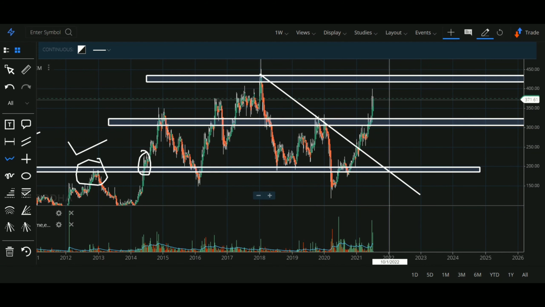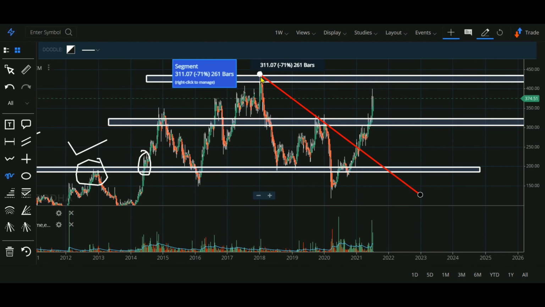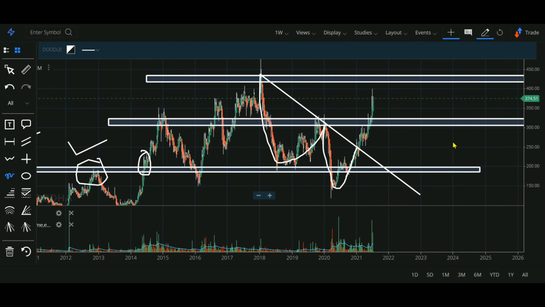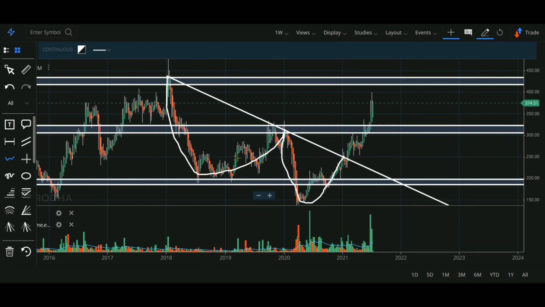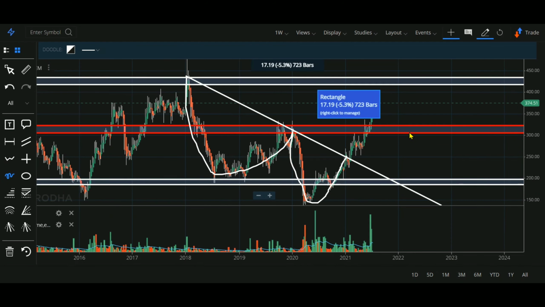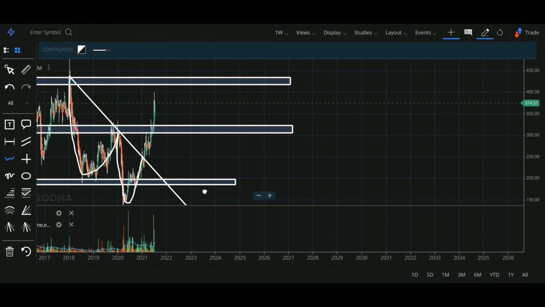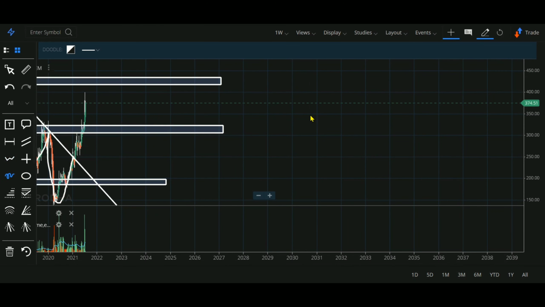Look at this. Look at this. Now, this is a sort of pattern you must have seen in a lot of stocks. So let me just give you a brief about it.